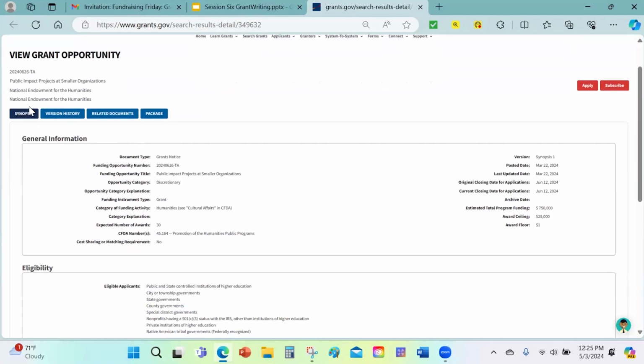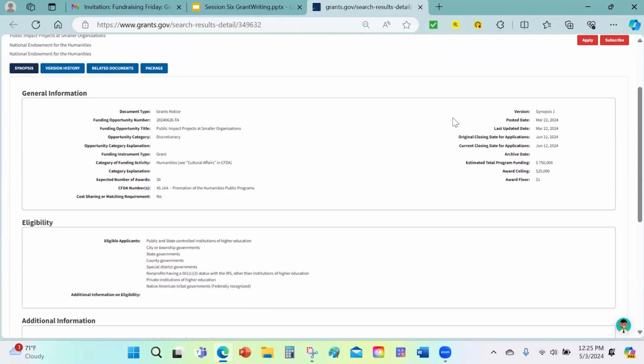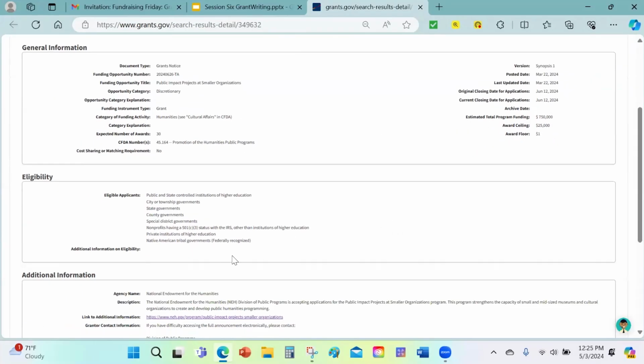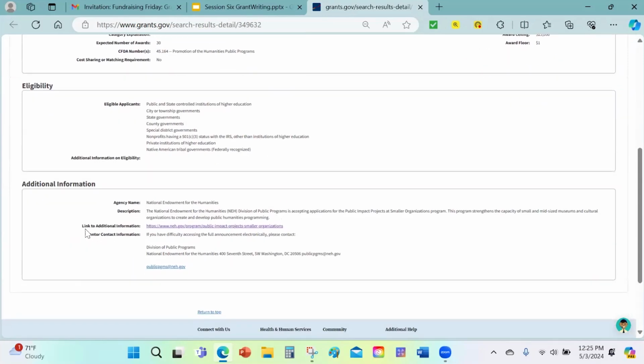We can see that this is the synopsis. This is where we want to start. This is the general information. We want to check this out. We want to check our eligibility. Are we eligible? Are we all nonprofits that have a 501(c)(3) status? Boom, we are. So we are eligible. You want to look at this additional information. And then here is my favorite, right? This takes us to the actual grant application page, which is where we're going to go next.